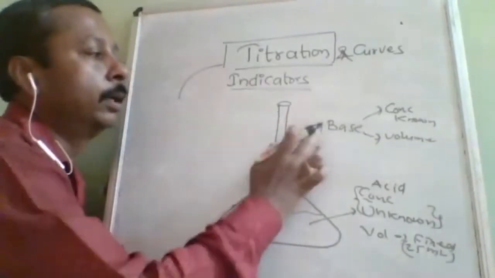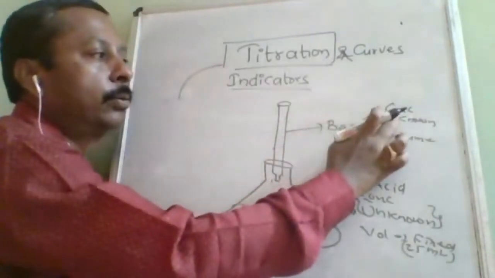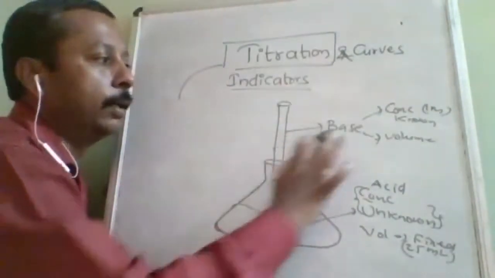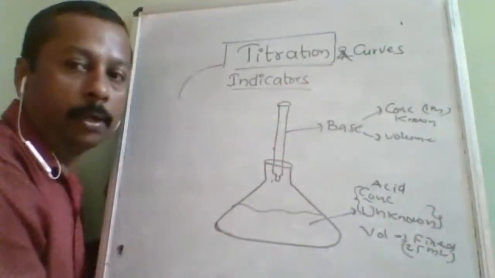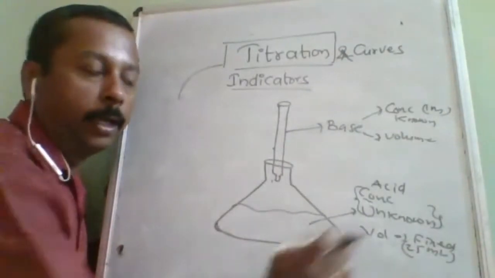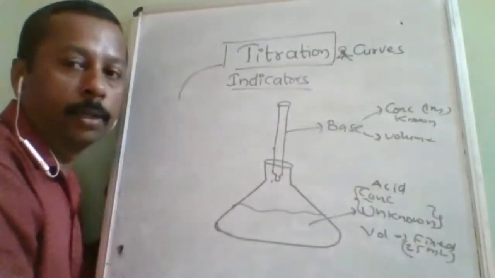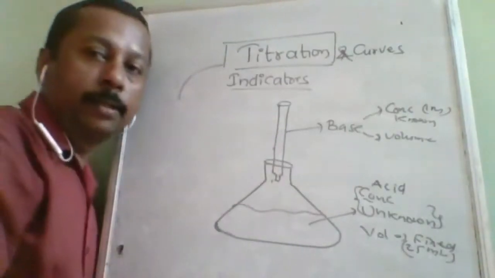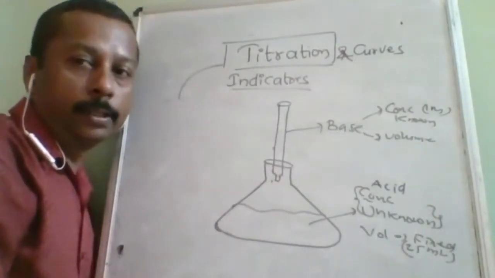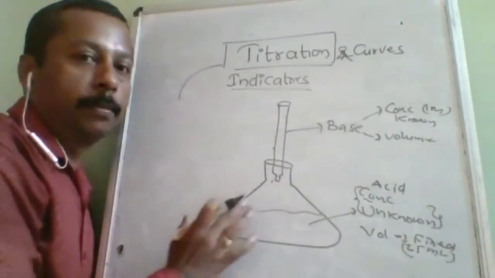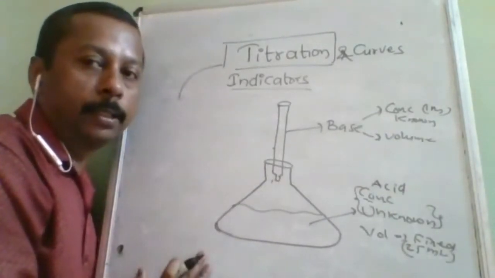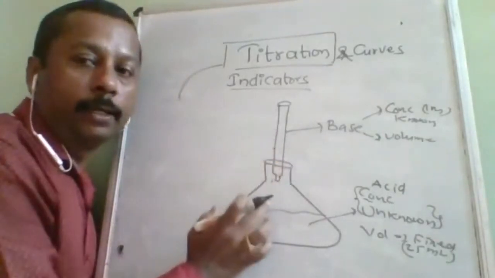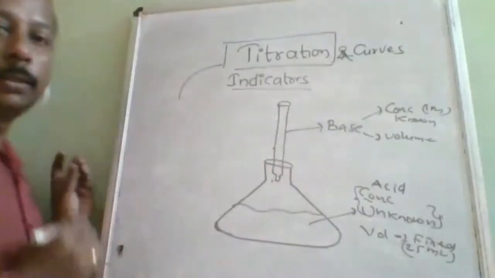Okay, and here the base concentration is known, suppose it is taken as 1 molarity, but how much we have to add is unknown. The volume of the base is unknown and the concentration of the acid is unknown. Understood? So when you add both of them, it is a simple reaction. What is that reaction? Neutralization. Okay, so once complete neutralization takes place, what does it mean? Equivalence of acid is equal to equivalence of base.